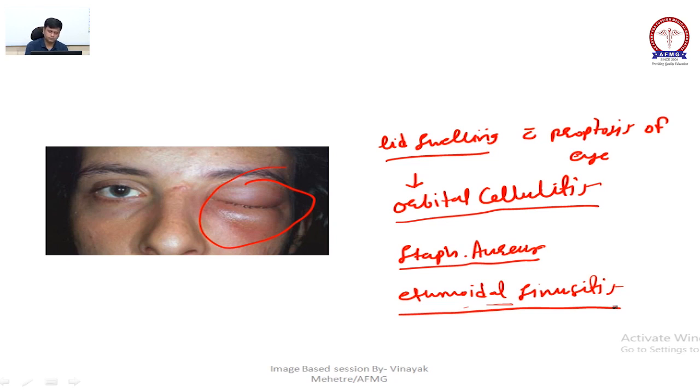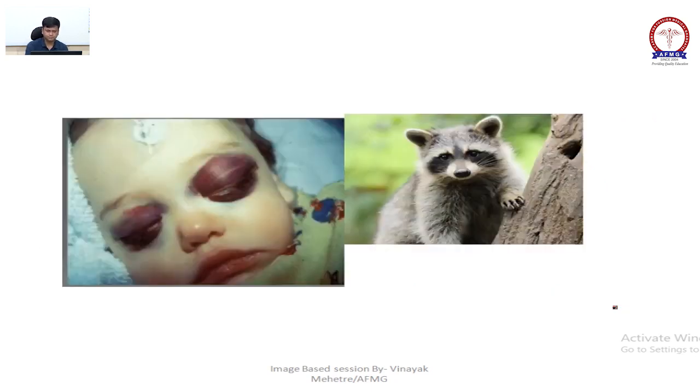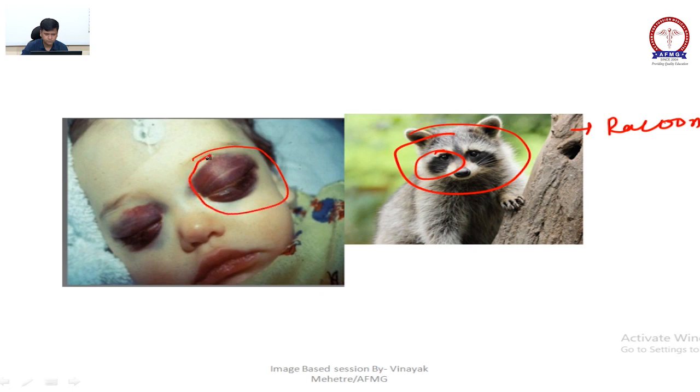Okay, this is, do you know this animal? This is called a raccoon. See his eyes and see these eyes. It is called the raccoon eye sign, seen in neuroblastoma.